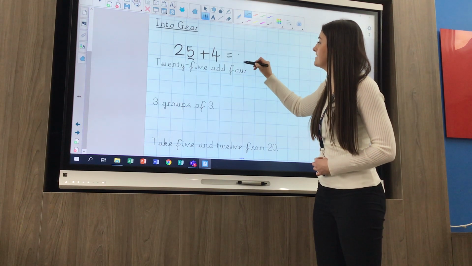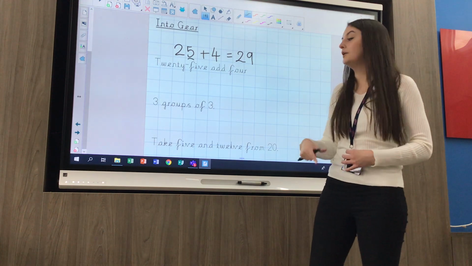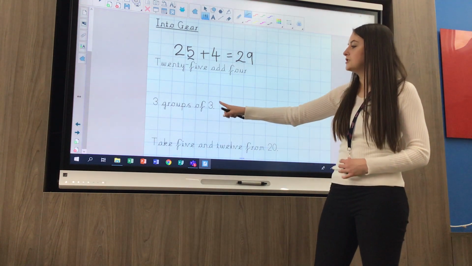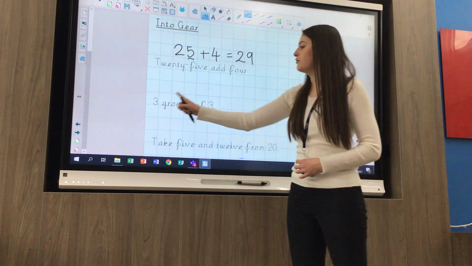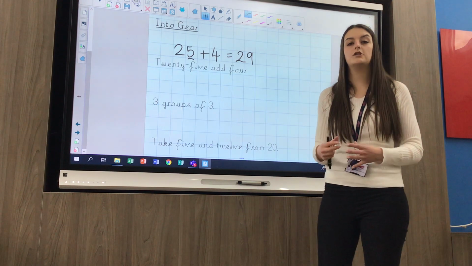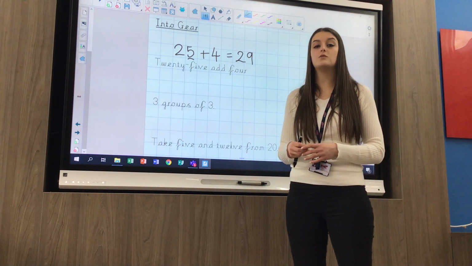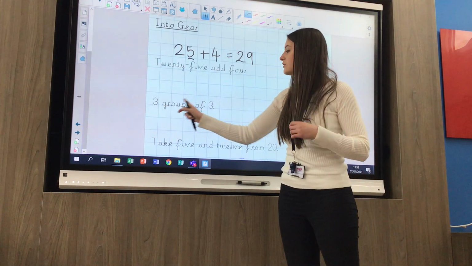So I've got 29 now, okay? So you'd write your answer in your book. Another question that you've got that's similar to this one in your into gear section, 3 groups of 3, okay? Now this is a times table question. And when we do our times tables, we're doing groups of or lots of. So it wants 3 groups of 3.